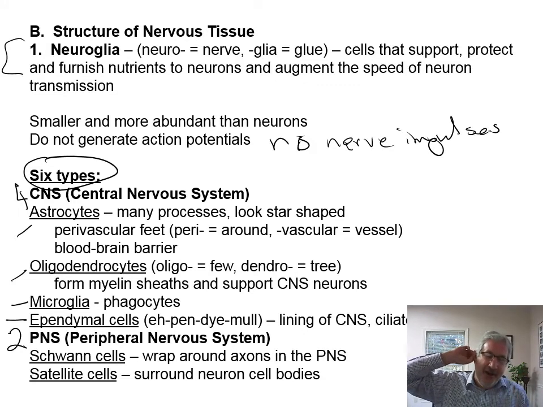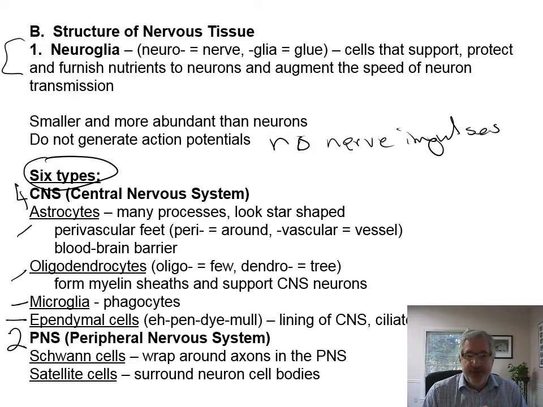The oligodendrocytes form myelin sheaths, and we'll talk about what a myelin sheath is, and they support the central nervous system neurons. The ependymal cells line the central nervous system. They have cilia, and they form the cerebrospinal fluid that's in the central nervous system.